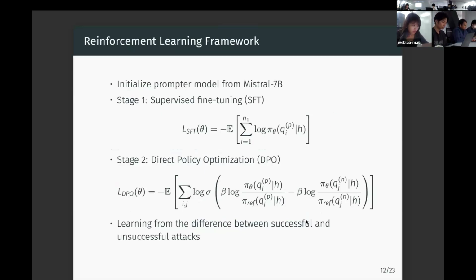Reinforcement learning framework. The initial prompter model was Mistral 7B. For supervised fine-tuning, the following formula was used. I'm not very familiar with the math behind it, but I've just included it for anybody who would be keen to look into it. In direct policy optimization, it learned from both successful and unsuccessful attacks.